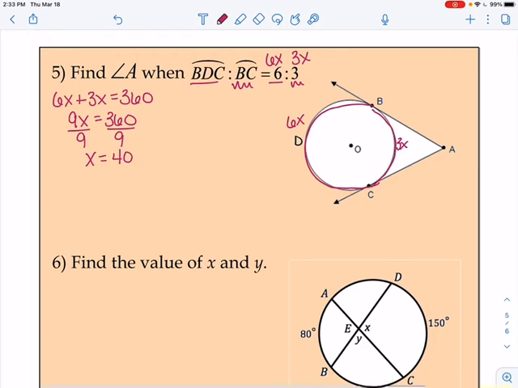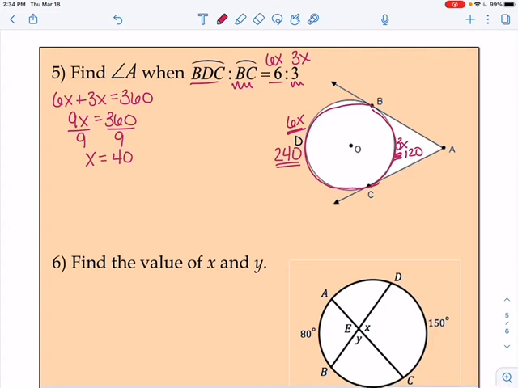So again, if x equals 40, that's only x. That's not the measure of any arc or any angle here. So if I want to know what 6x is, 6 times 40 is going to be 240. So this major arc is 240, and then 3 times x will be 120. Right here. So that arc is going to be 120.